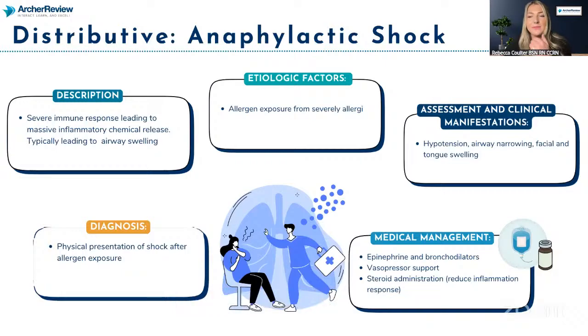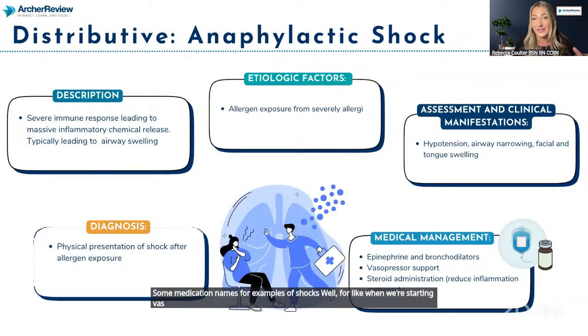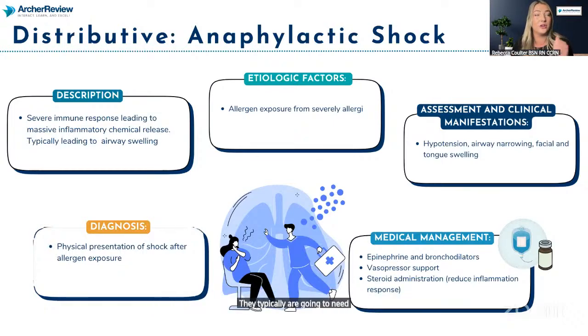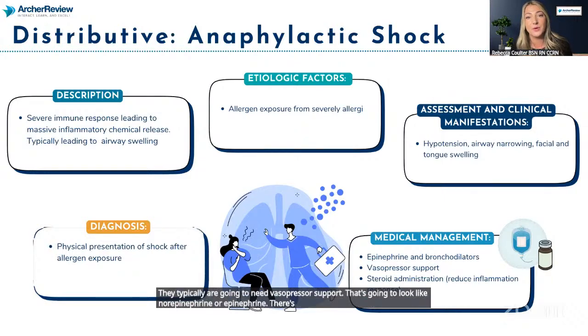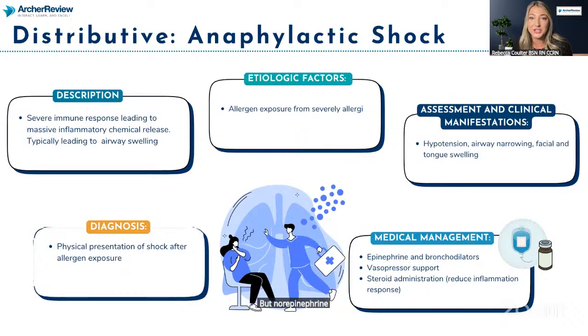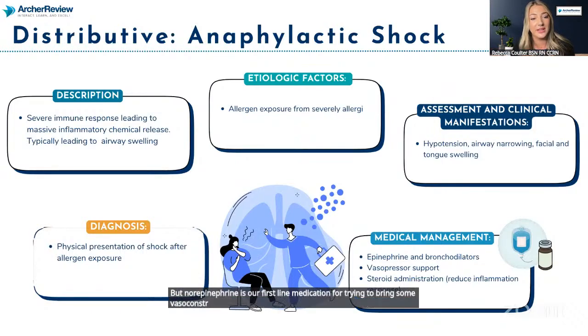Some medication names for examples of shocks. When we're starting vasopressors, in this vasodilation state of shock, so any of these distributive ones, they typically are going to need vasopressor support. That's going to look like norepinephrine or epinephrine. There's two other common vasopressors, phenylephrine and vasopressin. But norepinephrine is our first line medication for trying to bring some vasoconstriction to this vasodilation state of shock.